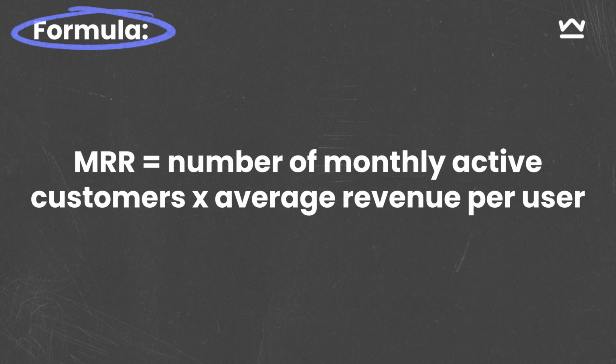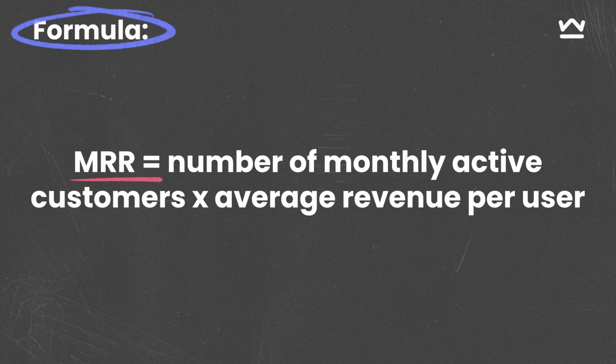Most people actually think that this is the revenue you get at the end of each month, but it's not entirely true. The real formula to calculate the monthly recurring revenue is the number of monthly active customers times the average revenue per user. The reason why you should calculate it that way is because whenever you're selling a software as a service subscription, some people might buy it yearly and others might buy it monthly.